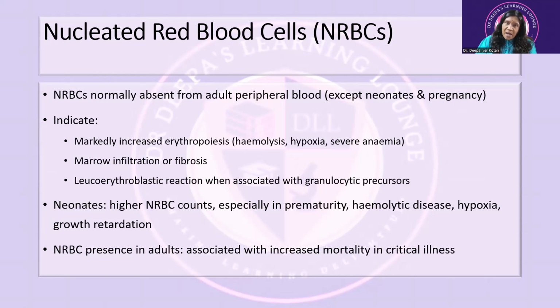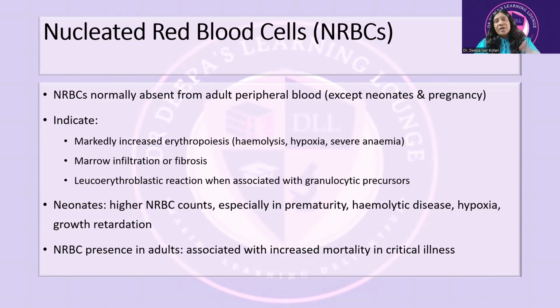In neonates, there are higher NRBC counts because of prematurity, because of hemolytic disease of the newborn, and because of hydrops fetalis or hypoxic stress. Any of these also can cause increased NRBCs. So you look at the reference ranges in your laboratory for the NRBCs in a child versus an adult. NRBCs in a child, which is a neonate, are still higher.